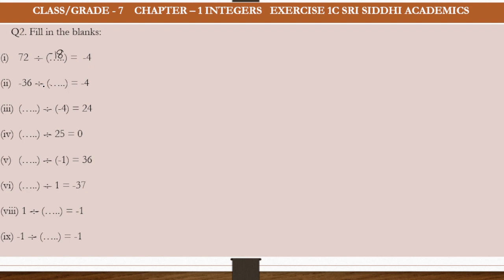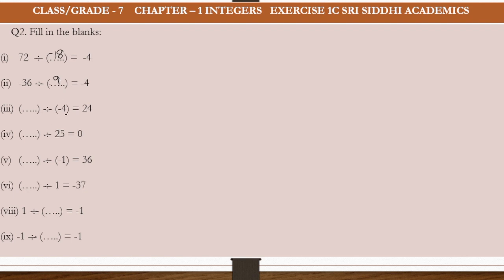72 divided by minus 18 will definitely give a negative integer, that is minus 4. Now minus 36 divided by what is equal to minus 4. Now 9 4s are 36, that we know, so answer is 9. But what will be its sign? Just let's check. Dividend, that is minus 36, is negative. The answer is negative. That means one of the signs needs to be negative, which is minus 36 is already negative. So 9 here will be positive.